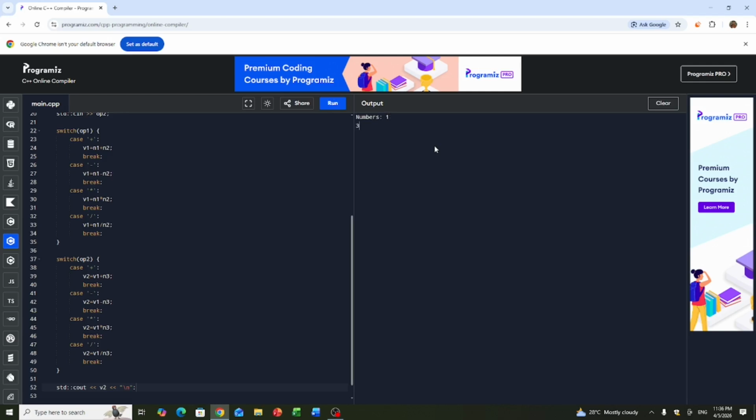1, 2, 3, 4. Operation 1 is going to be plus. Operation 2 is also going to be plus. I got 1 plus 3 plus 4, which is 8.